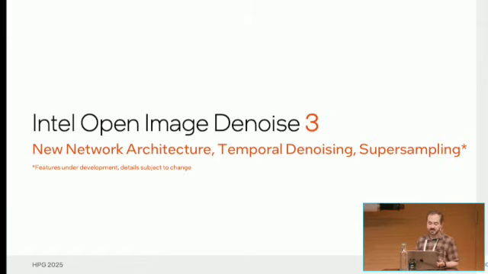However, I'm now excited to announce that the next major version of Intel OpenImage Denoise, version 3, is well under development, and it aims to address these mentioned limitations. Specifically, it will introduce a superior network architecture, and it will add support for both temporal denoising and supersampling. However, please note that since OpenImage Denoise 3 hasn't been released yet, some of the following details are still subject to change.